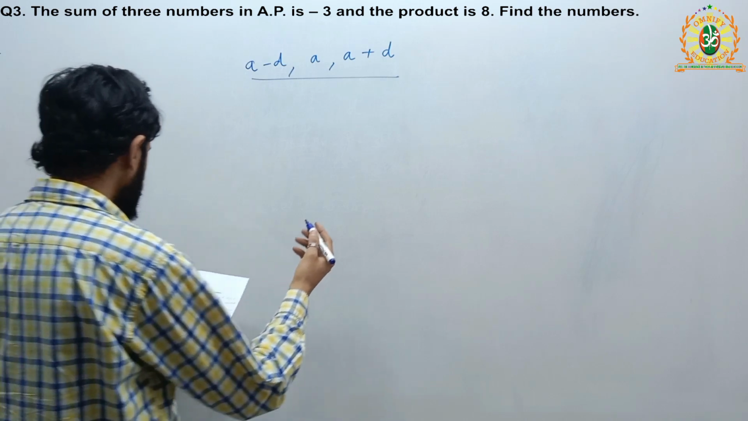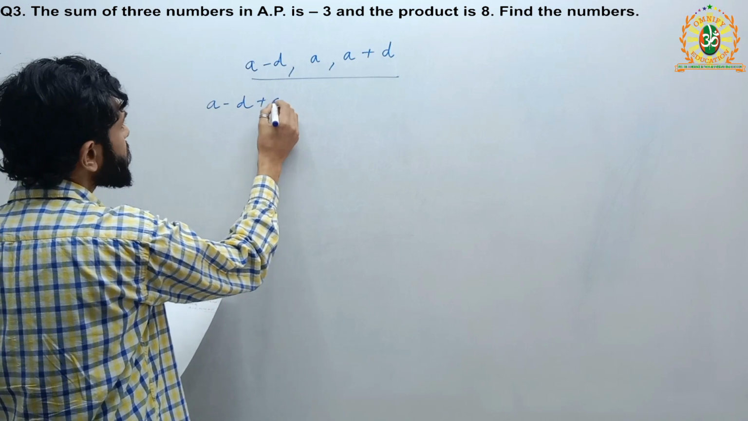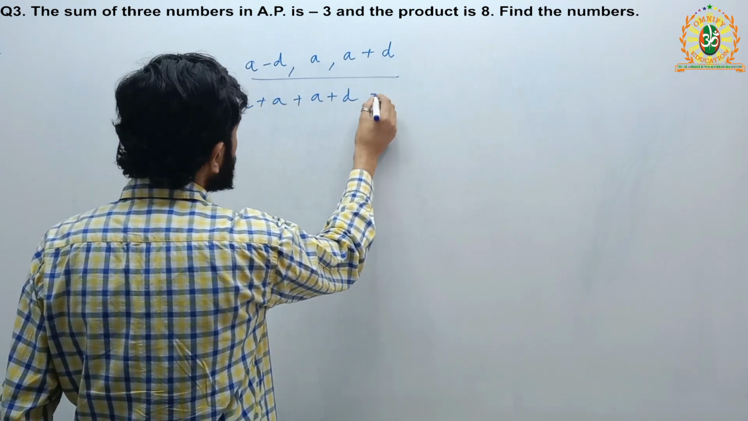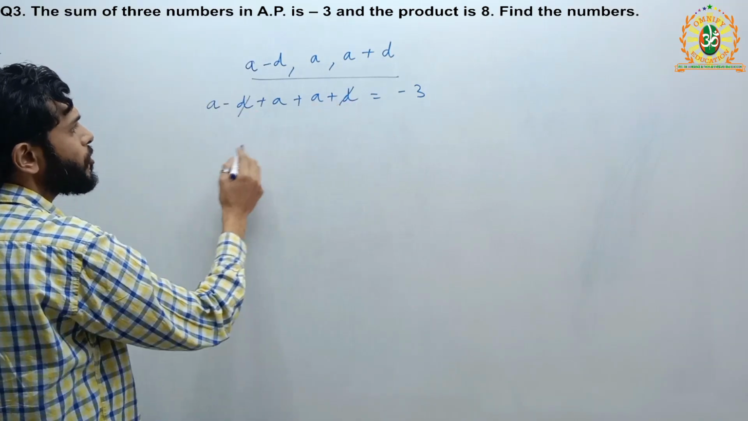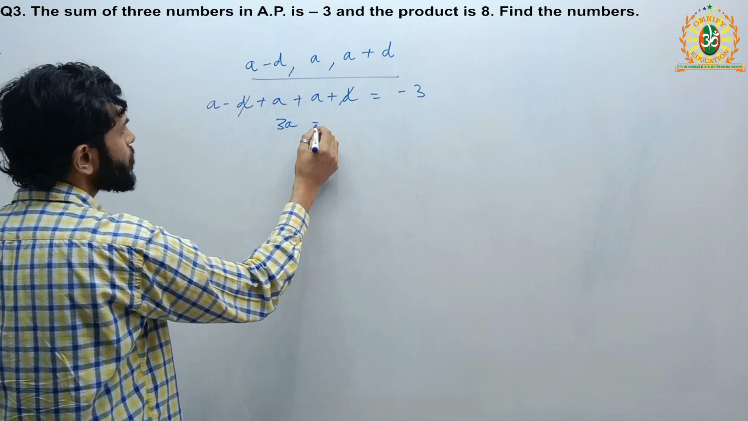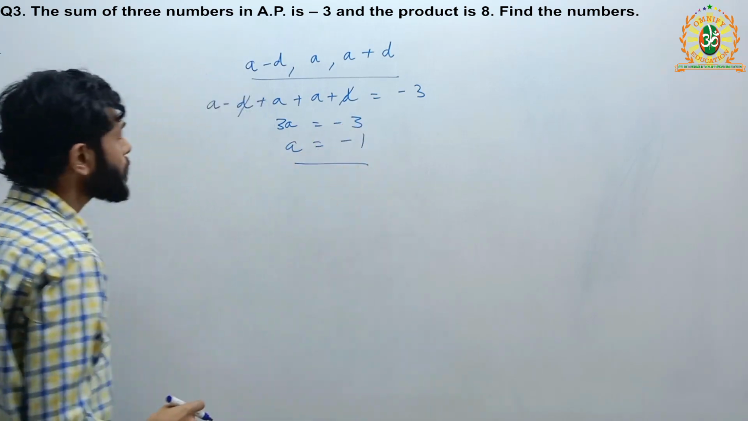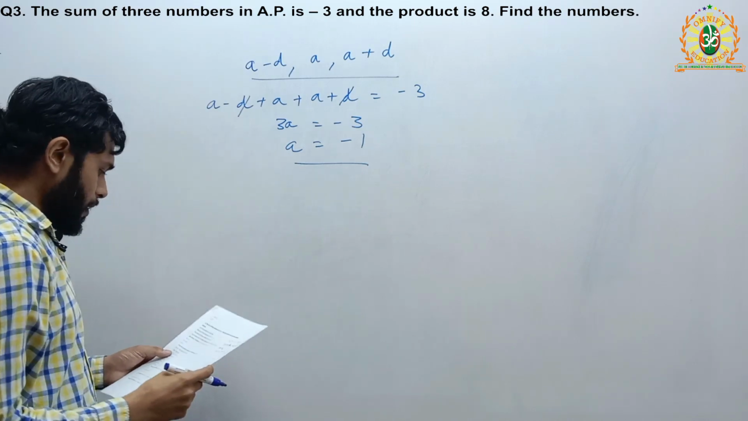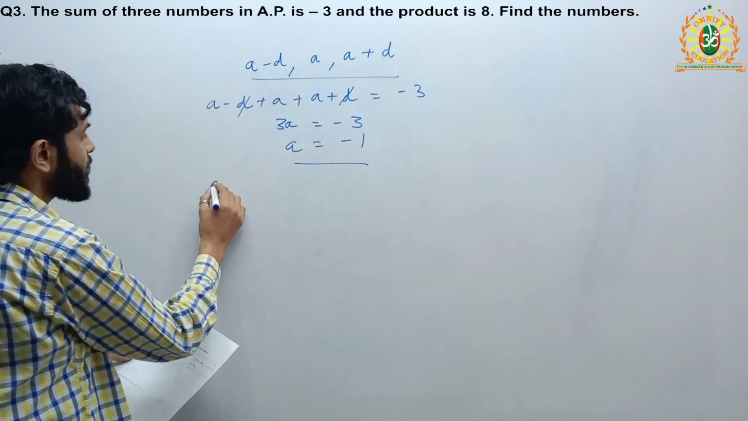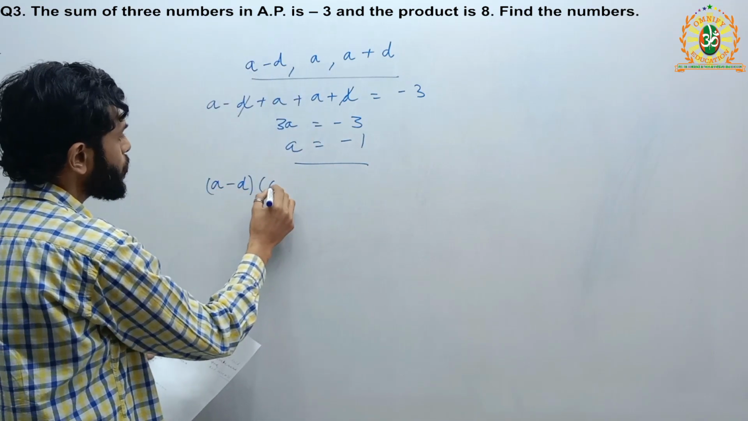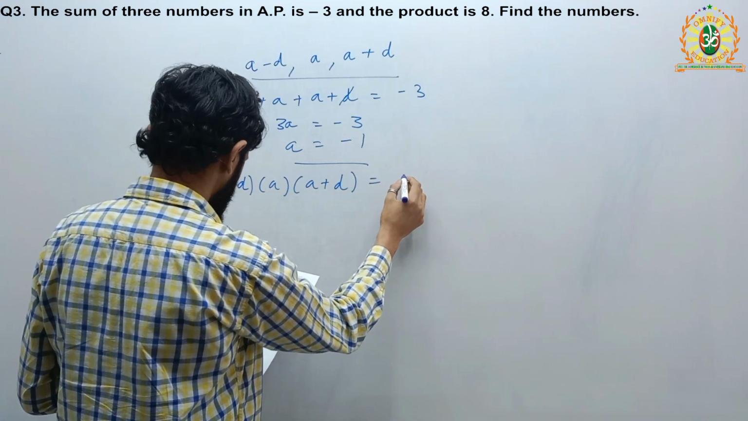So now according to the question, the sum of three numbers is minus 3. So a minus d plus a plus a plus d is equal to minus 3. On solving this, d would get cancelled out, and you will get 3a is equal to minus 3. Hence the value of a would be minus 1. Now it was also given that the product of the three numbers in AP is 8. So the three numbers, a minus d, a and a plus d, multiplied together is given as 8.